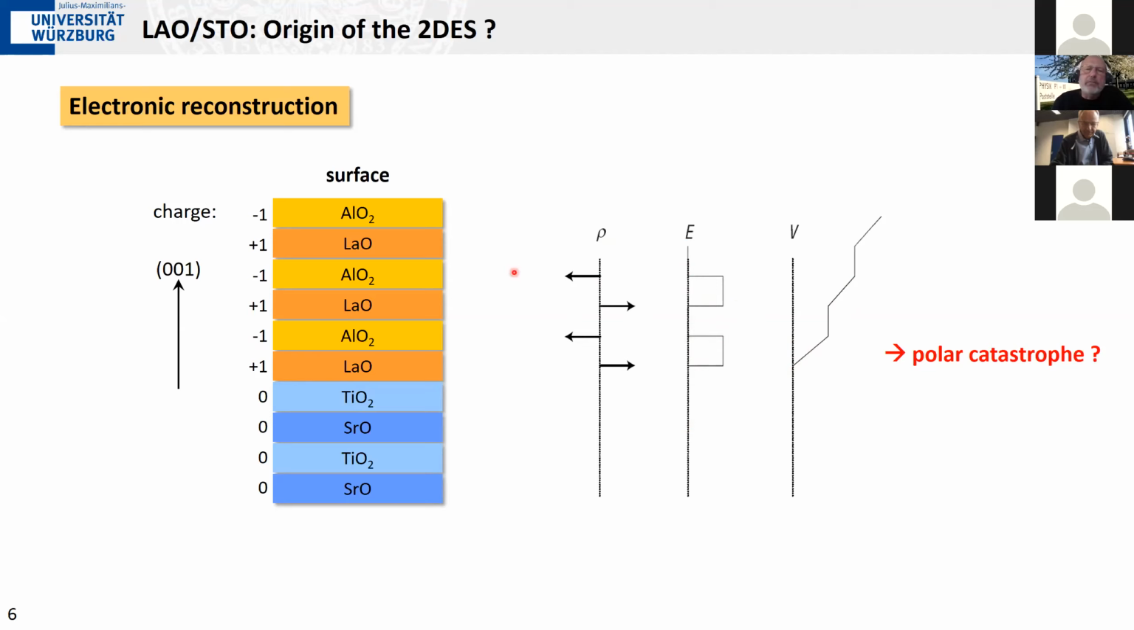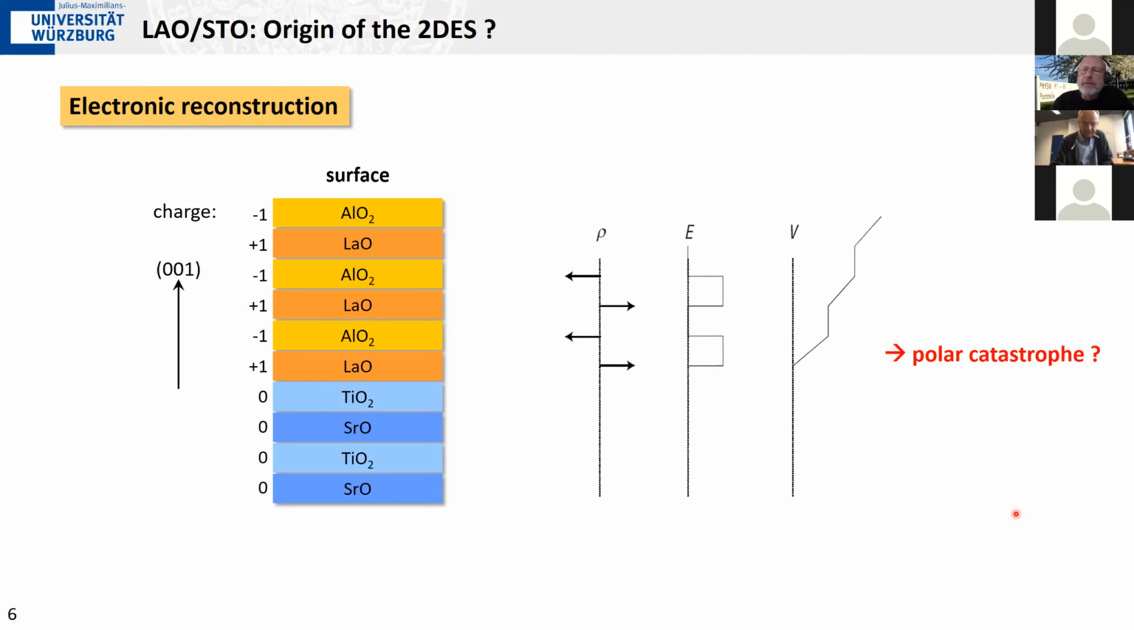And if you go to macroscopic thicknesses of this film, you get an infinite amount of energy stored in the system, and that is of course not favorable for the system. That's called the polar catastrophe. This is the same phenomenon that drives the reconstructions at surfaces of polar materials.